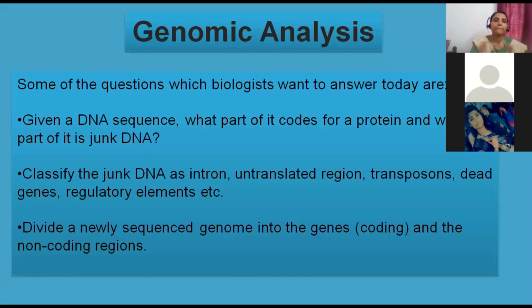Okay. Next one is to classify the junk DNA as intron, untranslated region, transposons, dead genes, and regulatory elements. So what they're trying to say is that junk does not mean waste. If it was waste, why would it be there in our body, right? These junk DNA can be categorized into intron, untranslated region, transposons, dead genes, regulatory elements, etc.